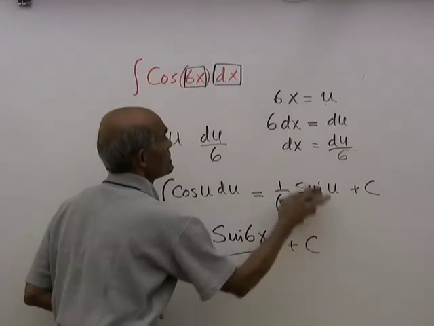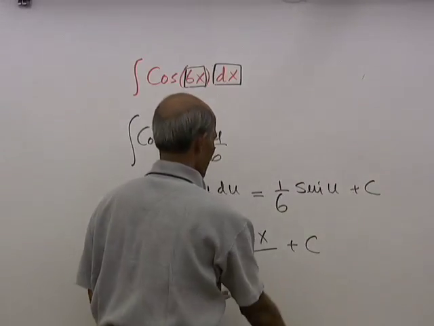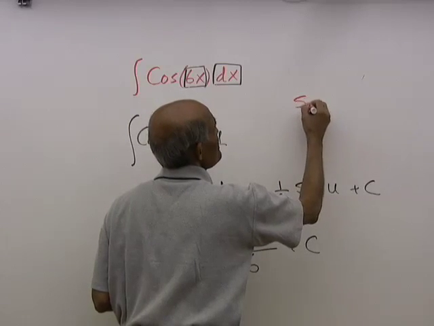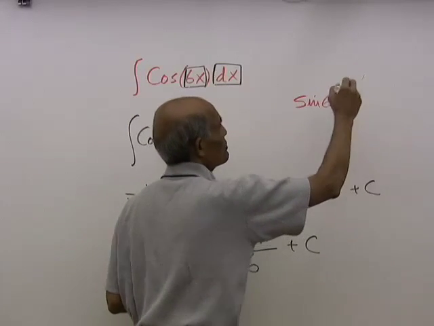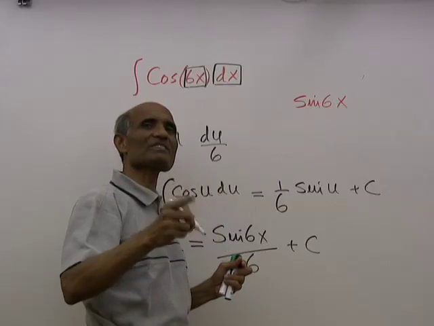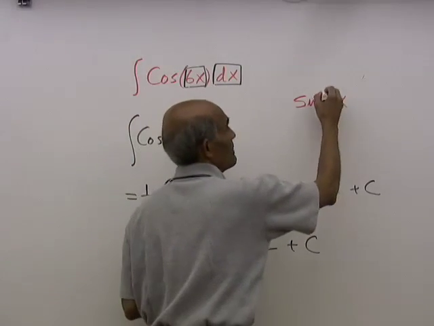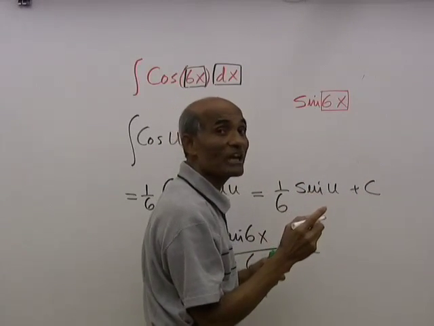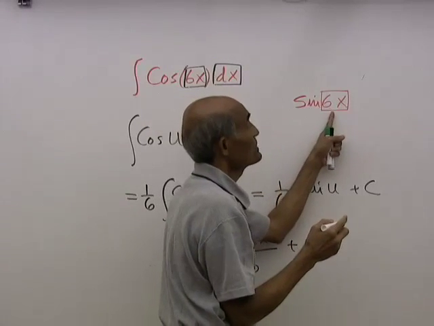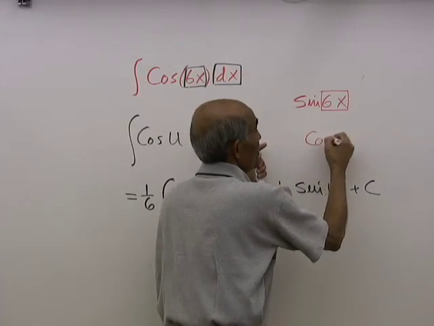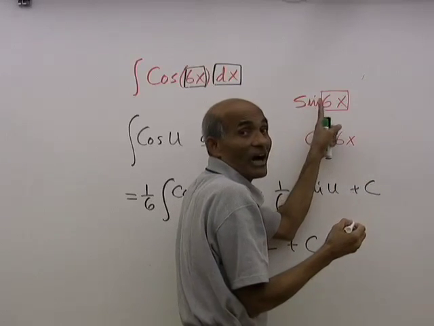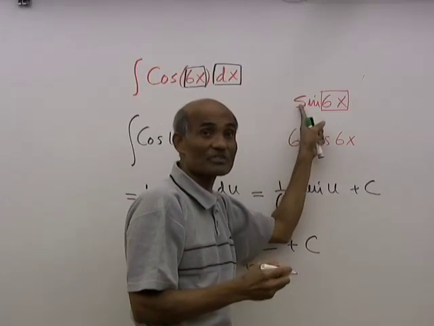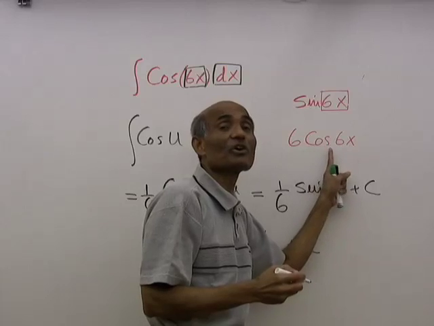Now, let me just take this off and ask you a question. What is the derivative of sine 6x? Now remember, if you go back and look at the chain rule we did, the derivative of sine 6x is cos of 6x times the derivative of 6x, which is 6. So the derivative of sine 6x is 6 cos 6x.